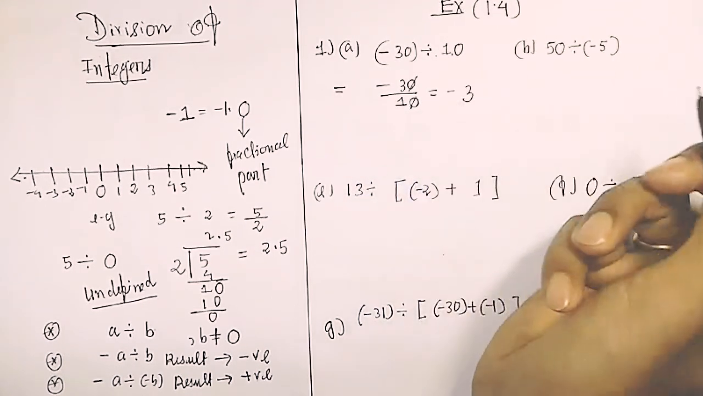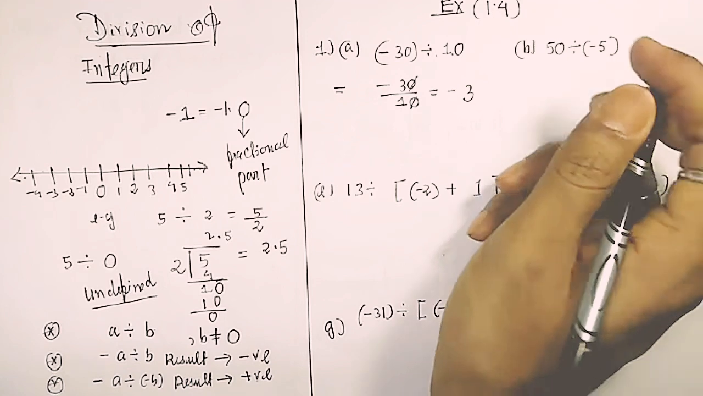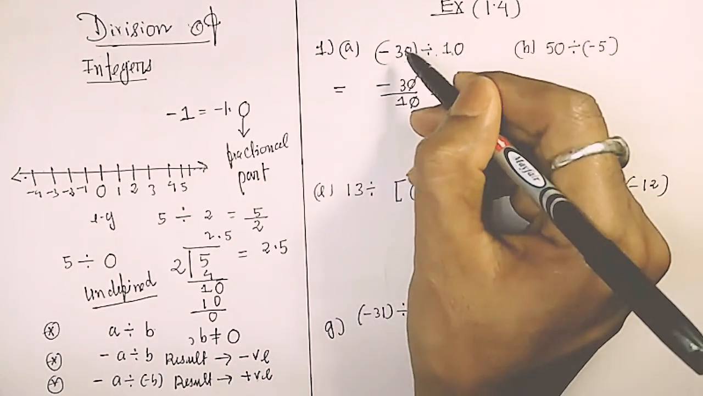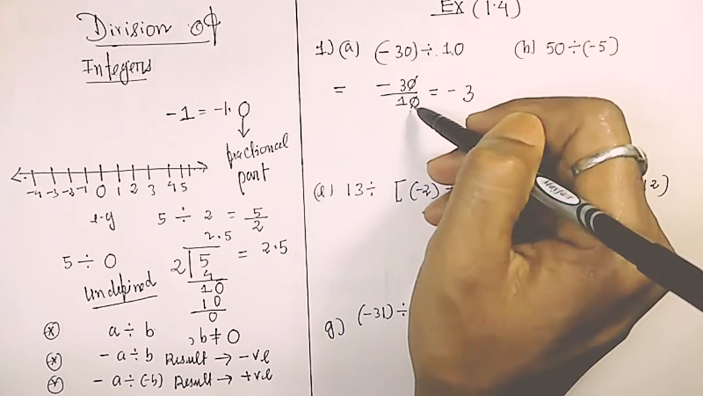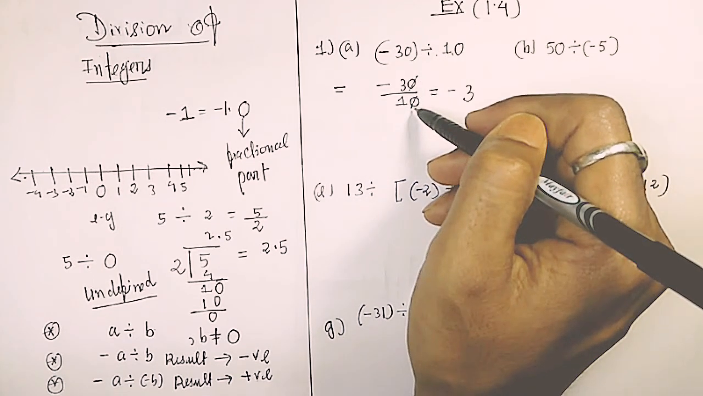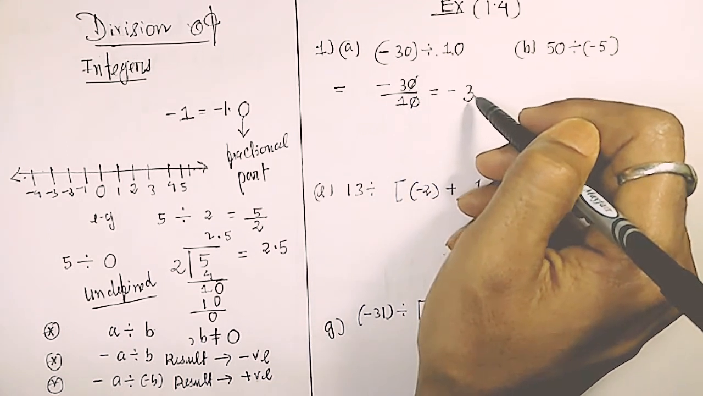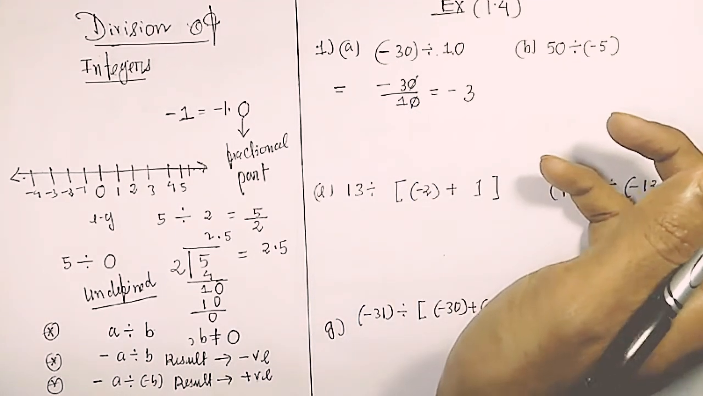Minus 30 by 10, you can cancel this 0. So what should be the answer? Minus 3. It's very easy. So don't get confused. It's minus 30 divided by 10. So 0 we can cancel. So the answer is minus 3.